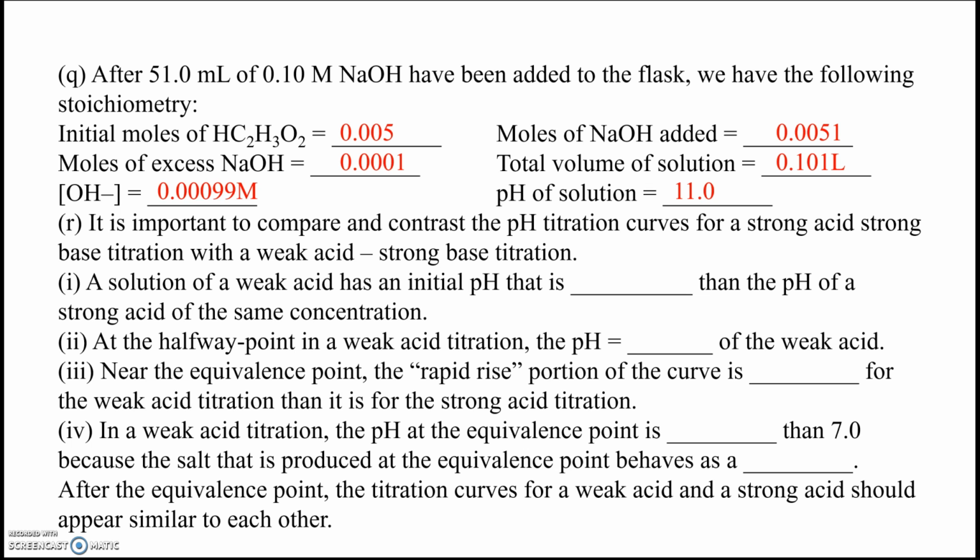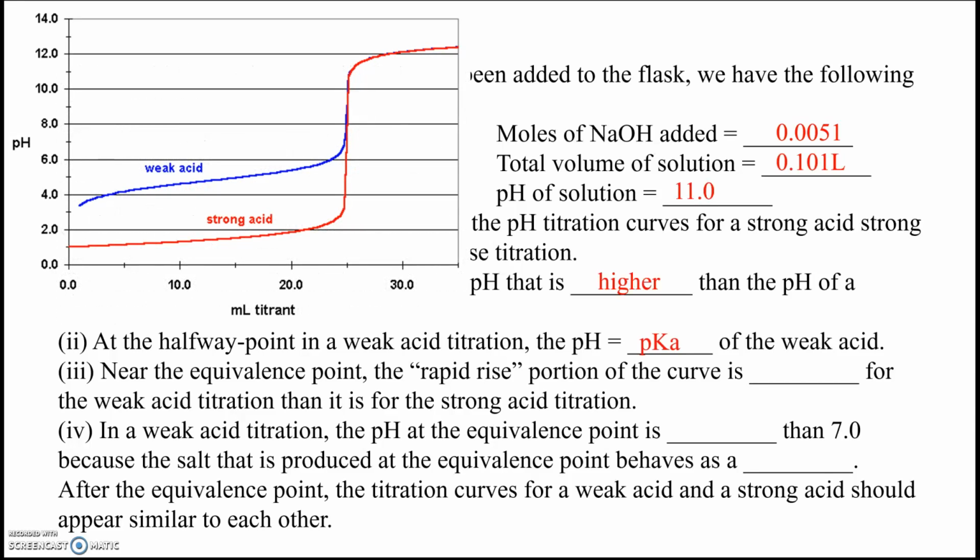Now, let's take a look at the differences for these titrations. A solution of weak acid has an initial pH that's higher, all right, because the acid isn't as strong. Therefore, I have less H plus manufactured. And at the halfway point in this titration, the pH is going to be equal to the pKa of the weak acid. Near the equivalence point, which is the rapid rise portion of the curve, it's smaller. The rise portion is just shorter because I'm starting at a higher pH. So the pH at the equivalence point is going to be greater than 7 because the salt behaves as a base. It shifts the pH higher up.